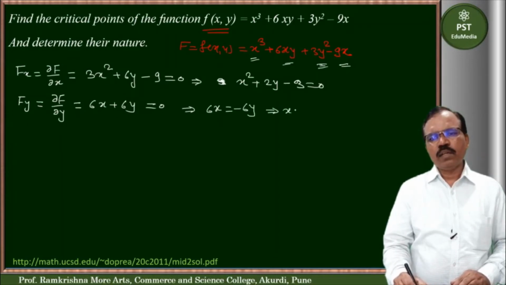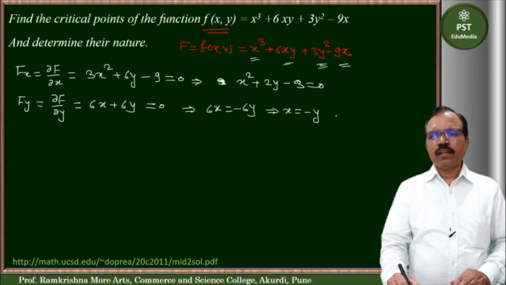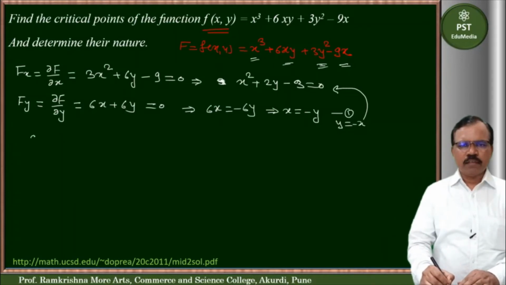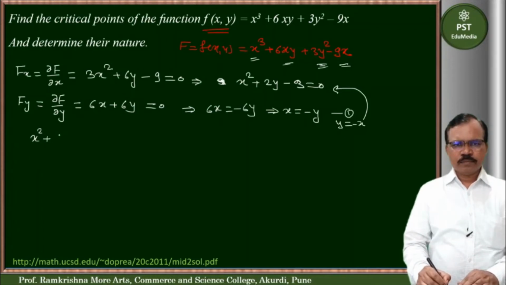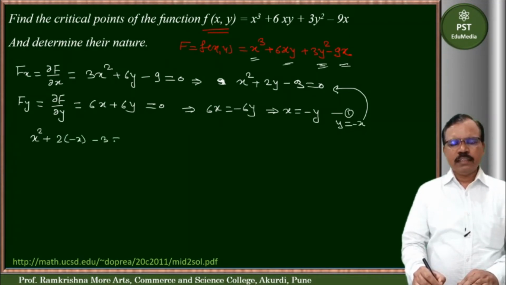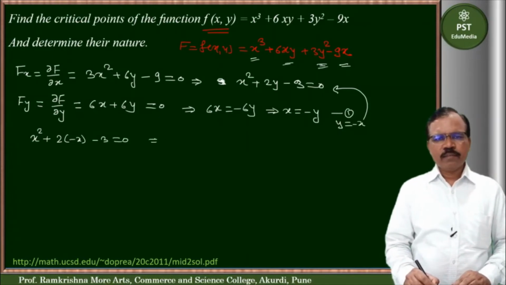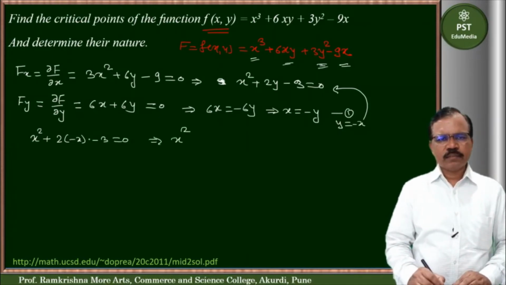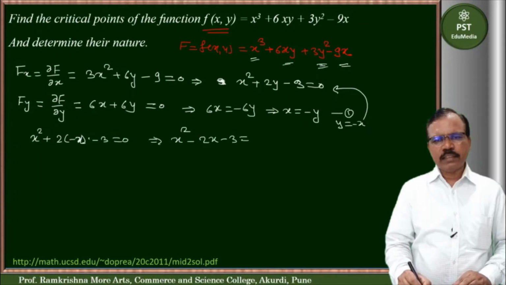This gives x is equal to minus y. So use this x is equal to minus y, or y is equal to minus x, in this equation. If we use it in that equation, we get x square minus x minus 2x minus 3 is equal to 0.